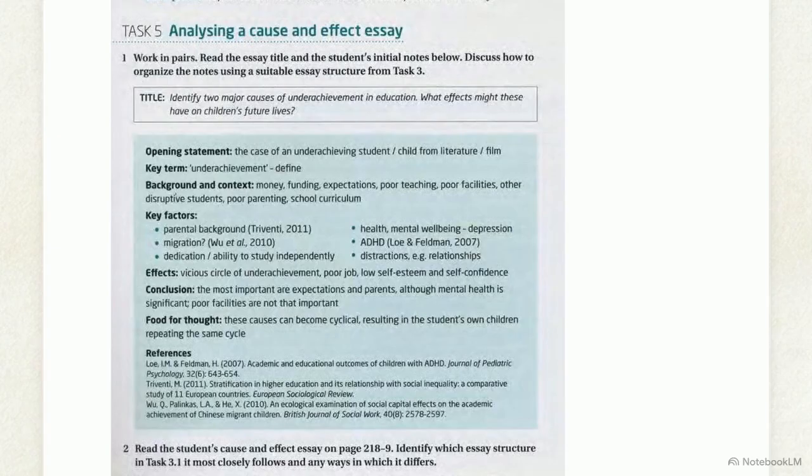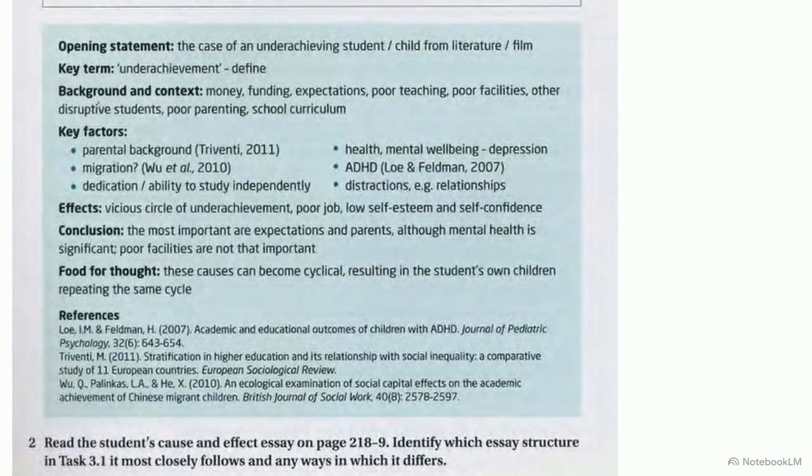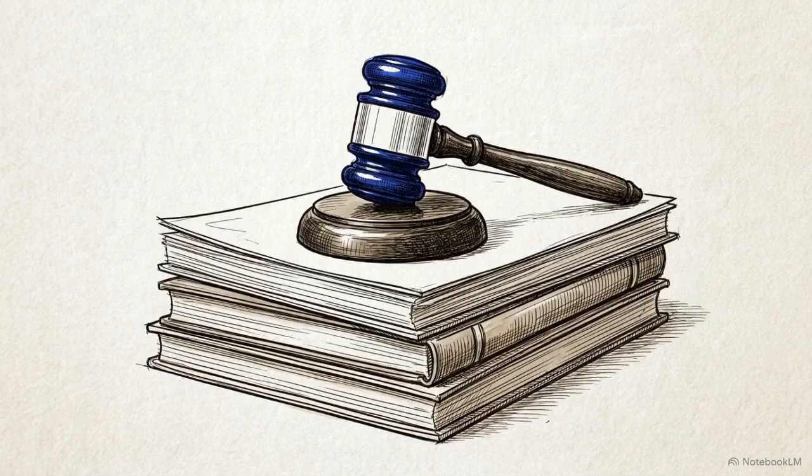Returning to our case study of educational underachievement, we see this evaluation in action. Look at the conclusion notes here. The student cuts through the noise, declaring that the most important are expectations and parents, although mental health is significant. They have weighed the evidence and made a definitive ruling.